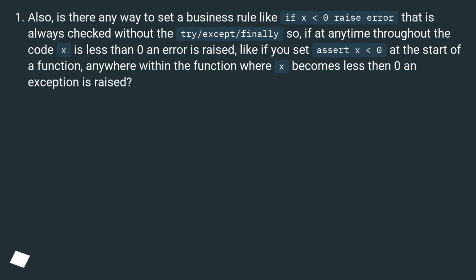Also, is there any way to set a business rule like "if x is lower than 0 raise error" that is always checked without the try/except/finally? So, if at any time throughout the code x is less than 0 an error is raised, like if you set assert x is lower than 0 at the start of a function, anywhere within the function where x becomes less than 0 an exception is raised.